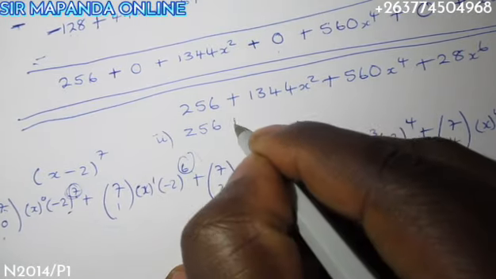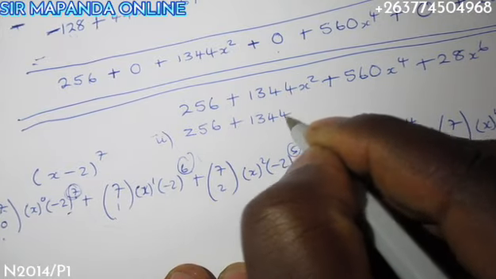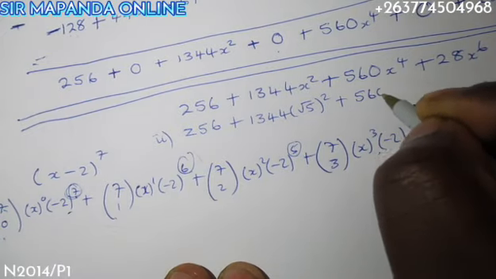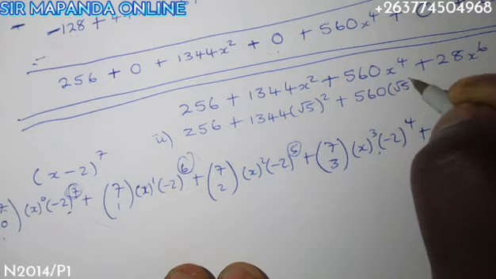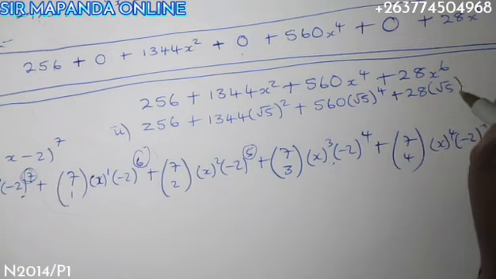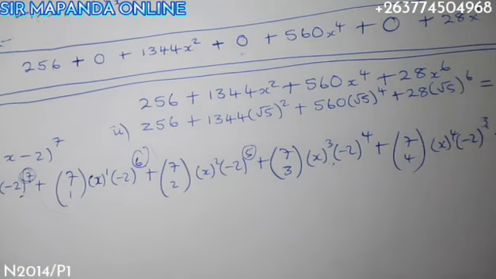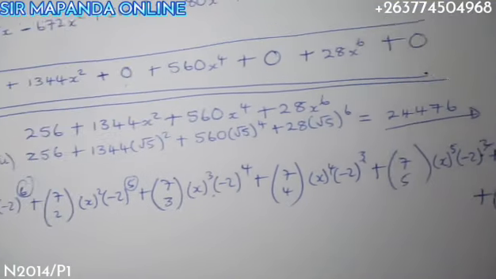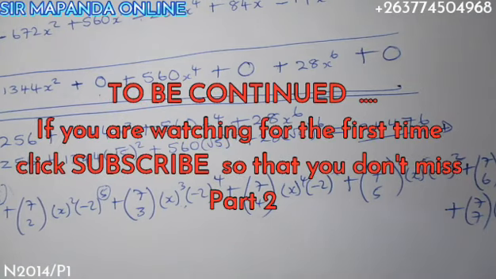So our answer becomes 256 plus 1344 root 5 squared plus 560 root 5 to the power of 4 plus 28 root 5 to the power of 6. So if we are to punch this in our calculator, you get 244.76, and this is your final answer if you punch that in your calculator. Right, we are now moving on to question number 14.